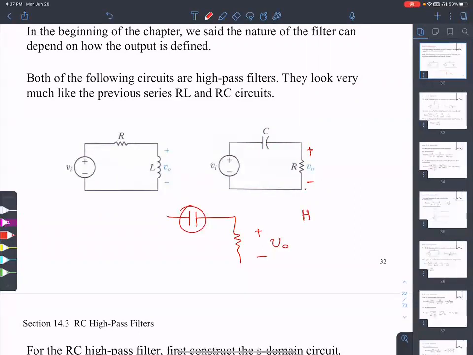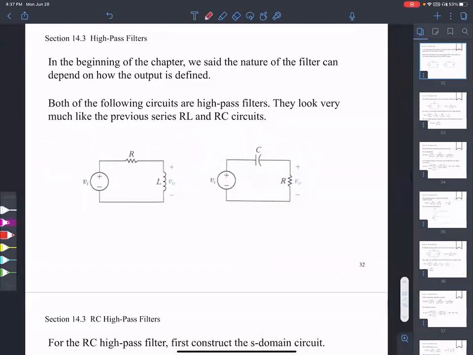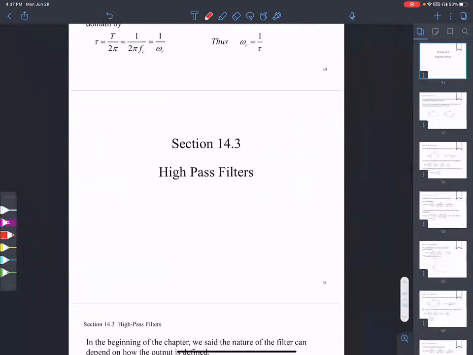I use the symbol of capacitance to hint to me that it's a high pass filter. But then in your analysis we should also verify that that is the case. So high pass filter is this H, and the voltage is taken across a resistance. Output voltage is over there, input voltage is over here.